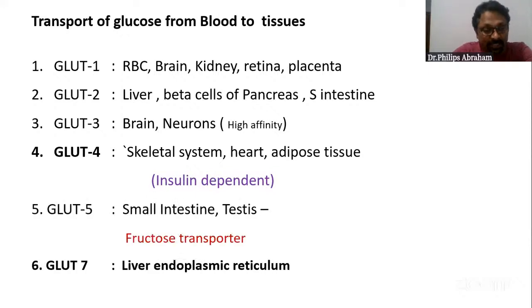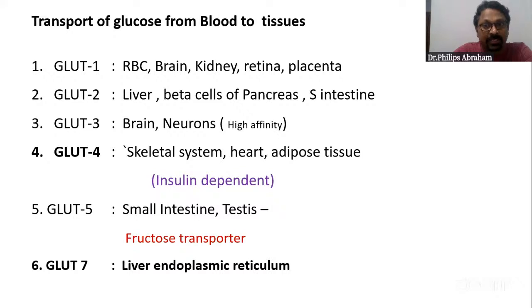GLUT5 is there in the small intestine also. That's the one which helps in the transport, or absorption, of fructose. It is present in the testis also. GLUT7 is present in the liver, in the endoplasmic reticulum. So I hope that this third question we understood.